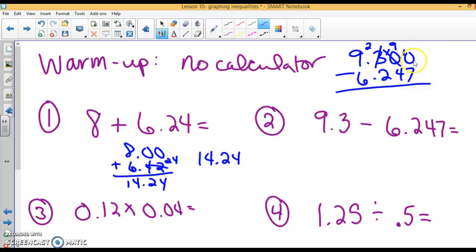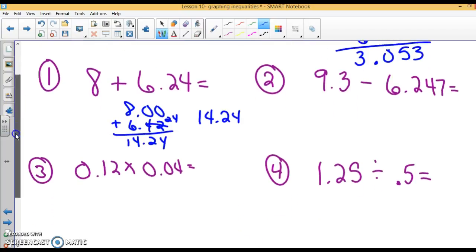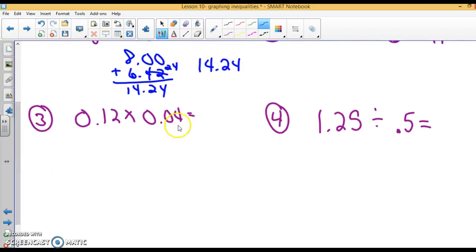Now I can subtract. 10 minus 7 is 3. 9 minus 4 is 5. 2 minus 2 is 0. Bring down the decimal point. 9 minus 6 is 3. All right, multiplying. Remember, ignore the decimal points and multiply the numbers. 12 times 4 is 48. And then let's count how many decimal places we have in the things we're multiplying together. 1, 2, 3, 4. So I start here. 1, 2, 3, 4. All right, dividing decimals.